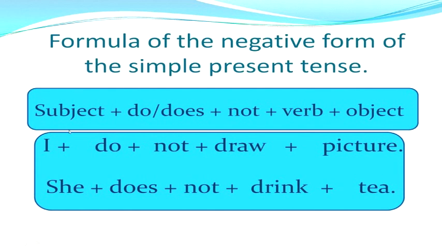Children, when we have our subjects like I, you, or plural subjects like we, they, then we use do as our helping verb. I do not draw picture. Draw is the verb here. Okay, we will see some more examples related to the usage or application of this rule.